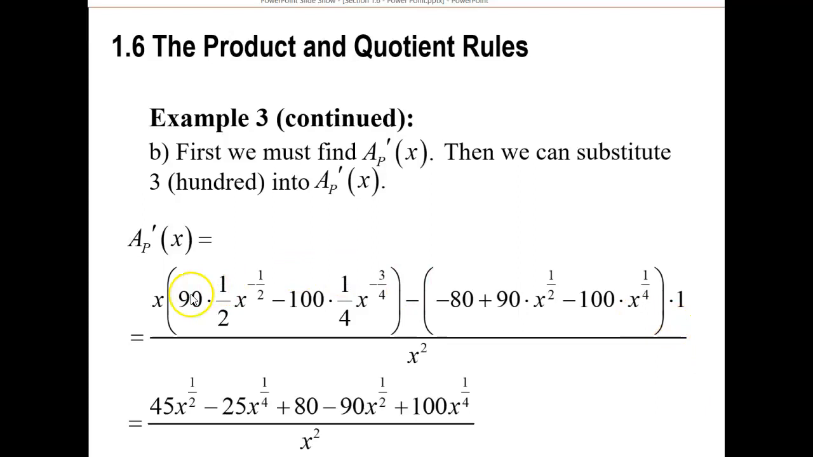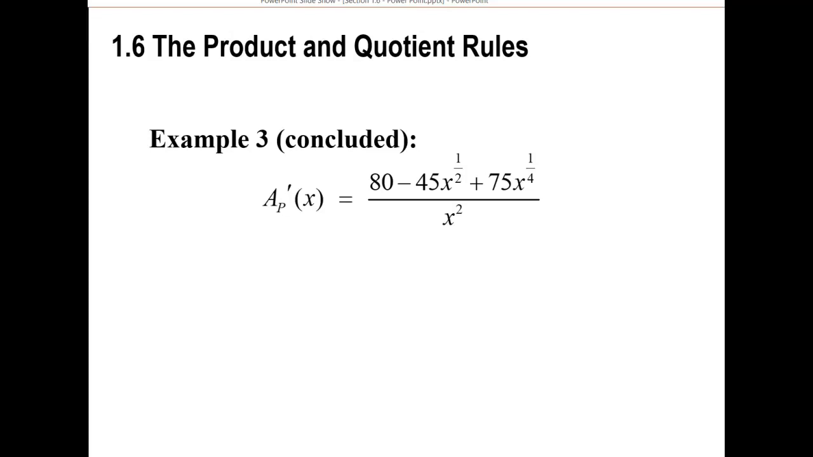All right, then this has been cleaned up, distributing the X. So 90 times a half is 45. Distributing the X here, you're adding powers, so 1 plus negative a half is a half. Again, distributing it here, 100 divided by 4, that's where the 25 comes from. And then 1 plus negative 3/4 is 1/4 power. Here we're distributing the negative sign, right? Otherwise just the 1. So plus 80 minus 90x to the 1/2 plus 100x to the 1/4 over the denominator squared. So there's our rate of change of average profit, how fast it's changing.